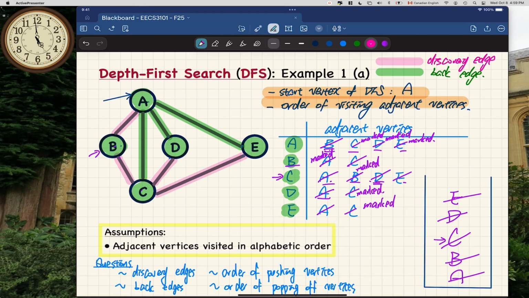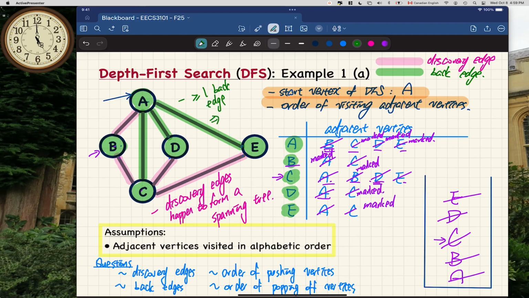So all the discovery edges happen to form a spanning tree. Number one. And number two, there is at least one back edge. That means the graph that we perform the depth first search on is cyclic. It contains at least a cycle. Right? So these are two observations we can make.